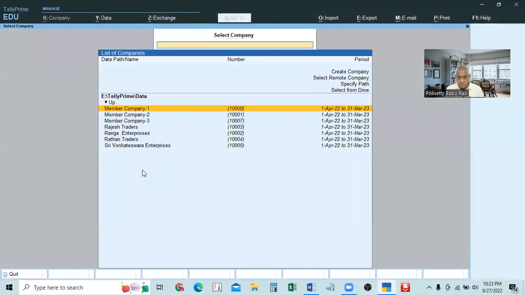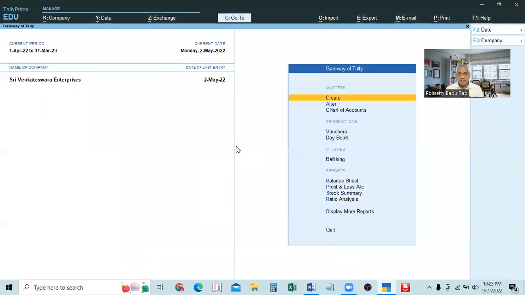Go to Tally. There are many companies. Immediately when you start Tally Prime, we go to the Select Company page, where all the companies will be listed. There, select a company. I selected Sri Venkatesh Enterprises. If you select that and click, we will enter the Gateway of Tally.